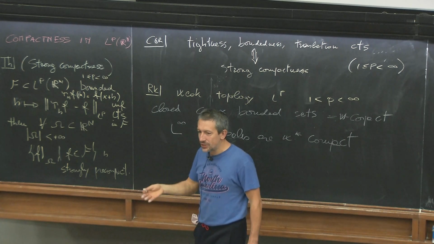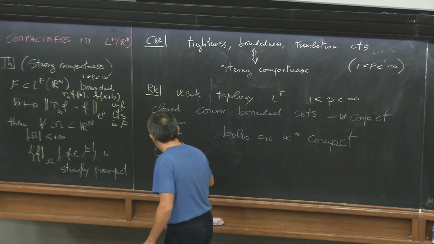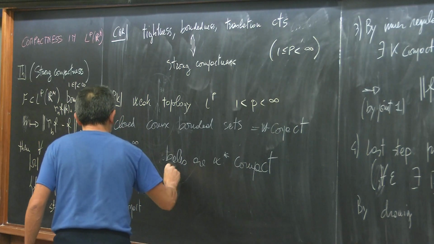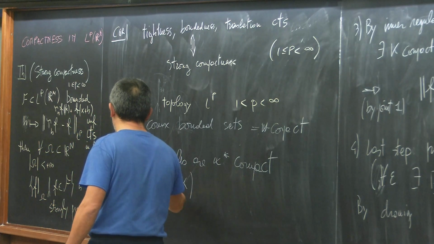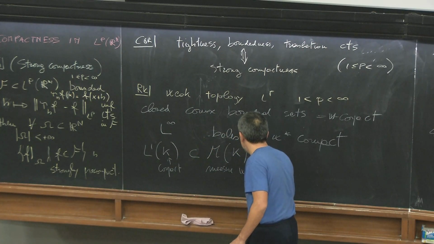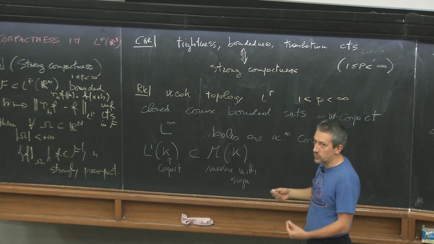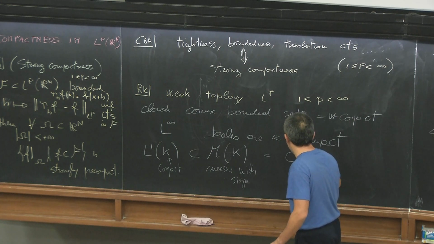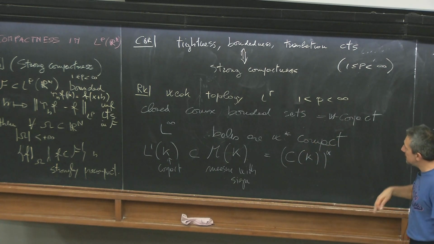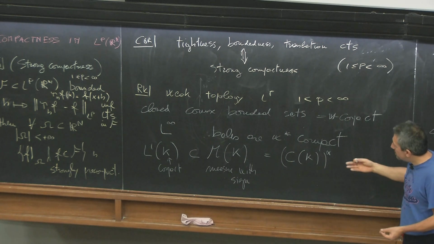So in L1, the natural weak star topology will be given by L1 of K, with K a compact set, being the space of bounded measures with sign, which is equal to C of K star. So in L1, the natural weak star topology should be this one.